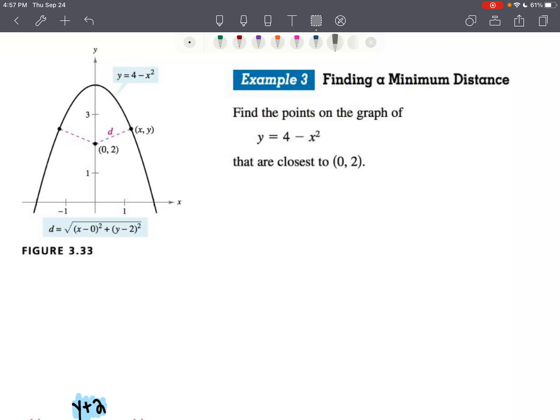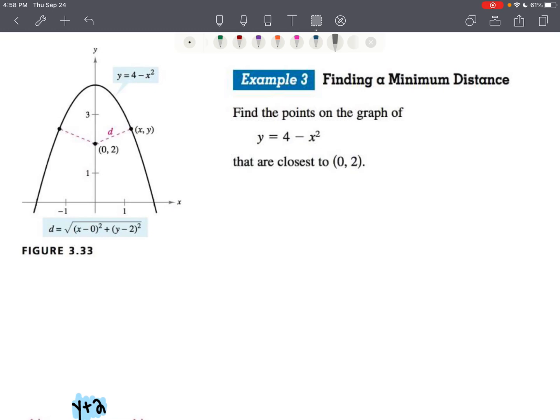This optimization problem involves finding a minimum distance. And when we find distance on the coordinate plane, we're going to need to use that distance formula. So this one is, in my opinion, one of the more challenging problems for optimization. However, if you follow along with me, I think you're going to think that it's a little bit better than it appears. So let's get started.